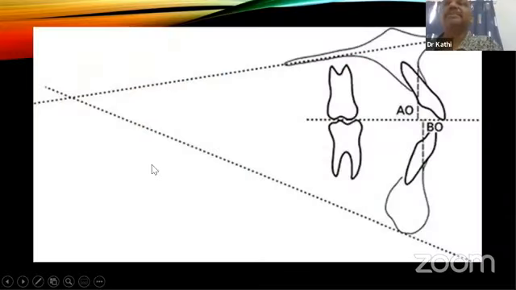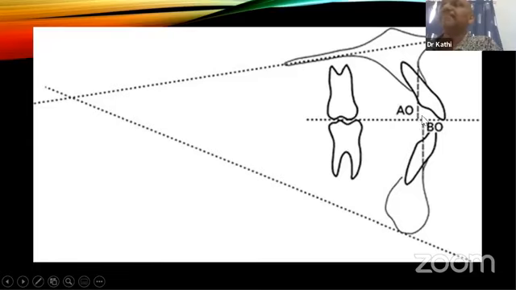Yeah, this is about Wits analysis. Wits actually measures points A and B. You drop a line straight from A point and B point to the functional occlusal plane. The functional occlusal plane is where especially the posterior teeth meet, and the distance between AO and BO, where A is here, O is the occlusal plane, B is here, and this is the occlusal plane. The distance here is what is calculated.